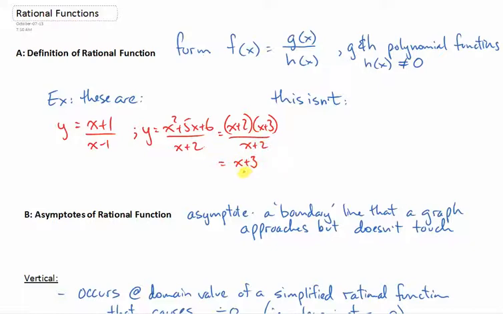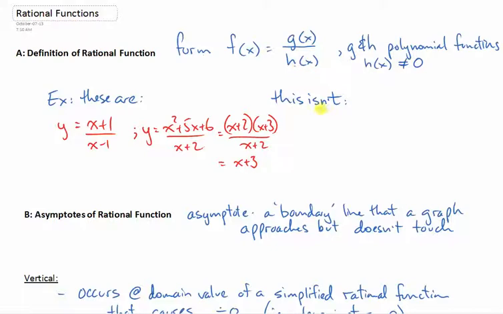In the same way that the number 3 as an integer can be written 3 over 1 and made into a rational number, polynomials are actually rational functions. If I think of h of x being a constant, then a polynomial divided by a constant is rational because a constant is a polynomial.